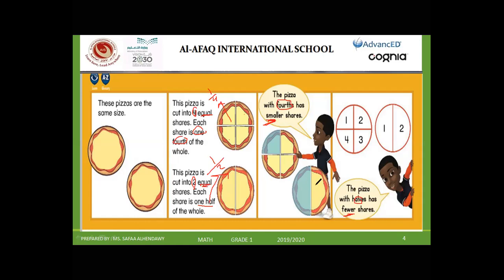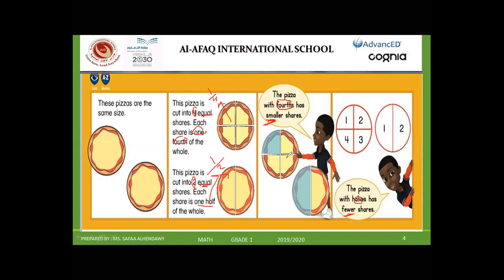I want you all to keep in your mind, if you have halves, halves means it will have only two parts. If you have only two parts, this means they have larger size. But if you compare in the fourths, you will have smaller size. But if you compare the number of the parts or of the shares, this means you will count the number of parts or the number of shares.